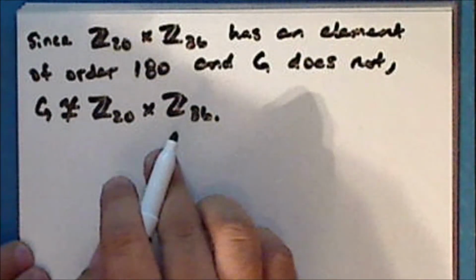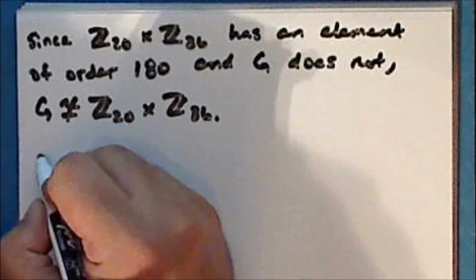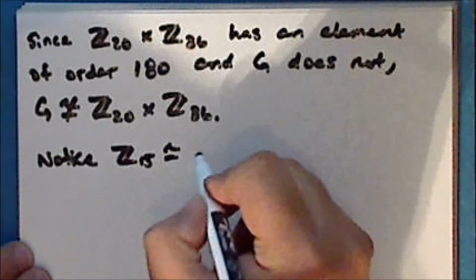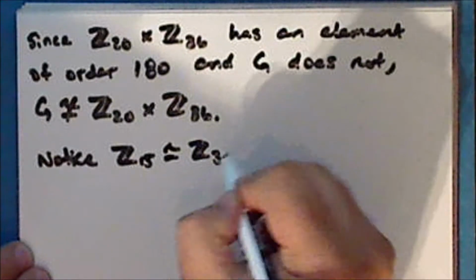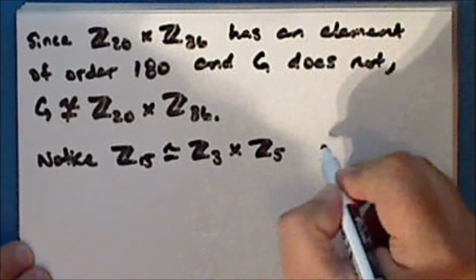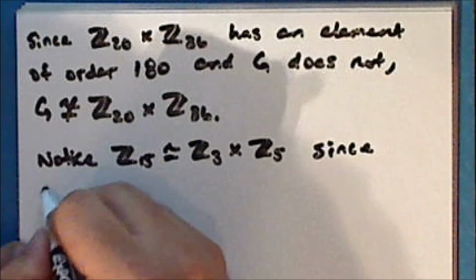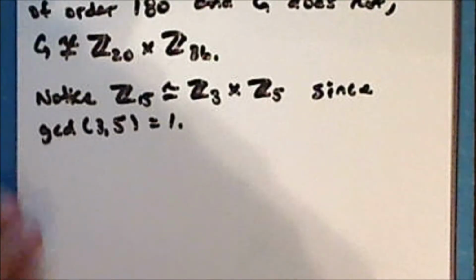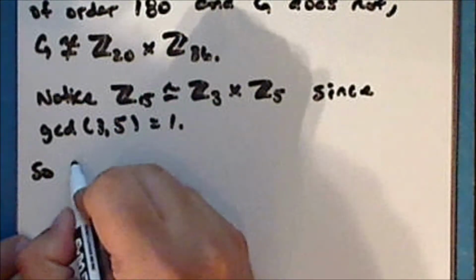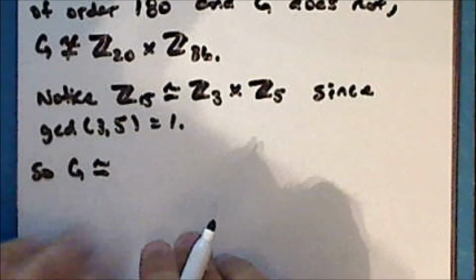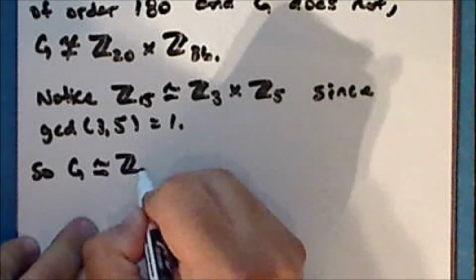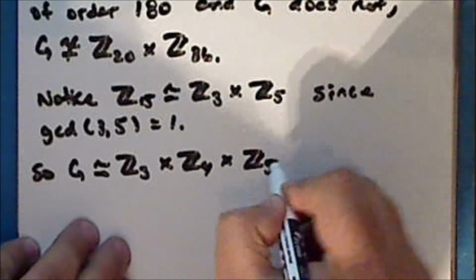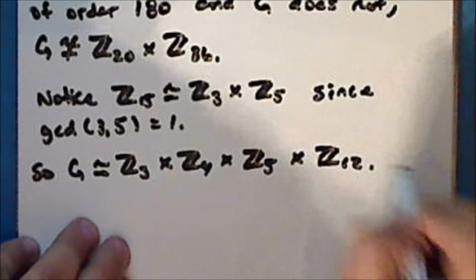Now we can also solve this problem using a different route. Notice that the integers modulo 15 is isomorphic to the direct product of the integers modulo 3 with the integers modulo 5, since the greatest common divisor of 3 and 5 is 1. And so the group G is isomorphic to the direct product, the integers modulo 3 times the integers modulo 4 times the integers modulo 5 times the integers modulo 12.